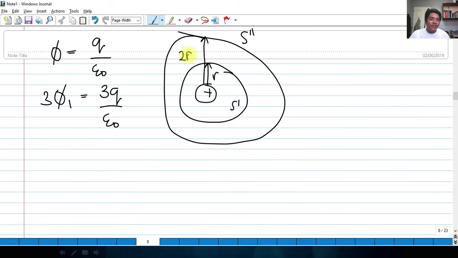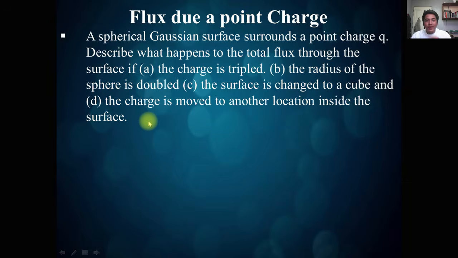What would be the effect? Nothing. That's correct. Nothing, because flux is not dependent on the radius of the sphere in which the charge is placed. It's not even dependent on the shape. It is only dependent on the total net electric charge as given by this formula. So, nothing will change.